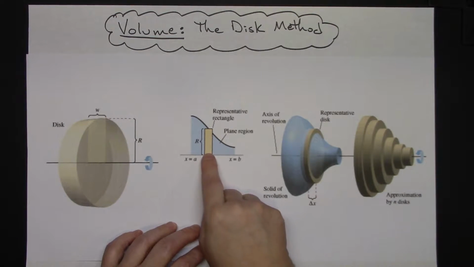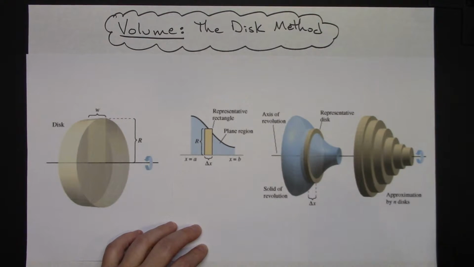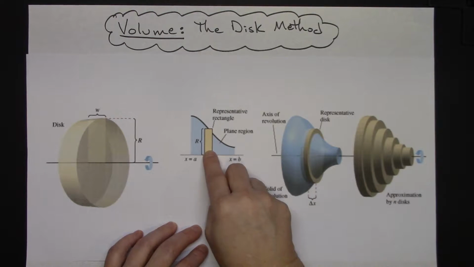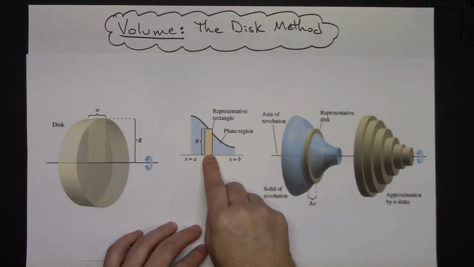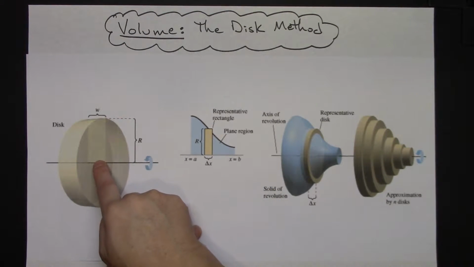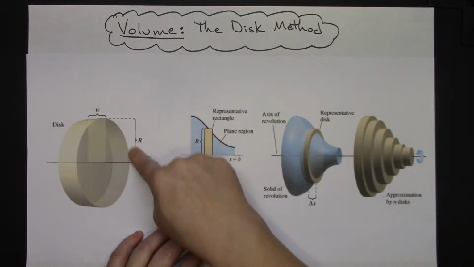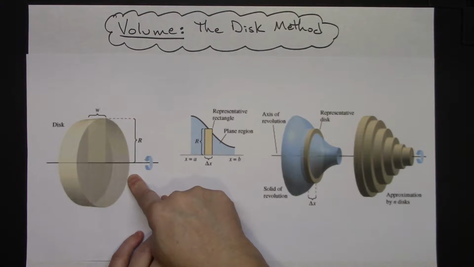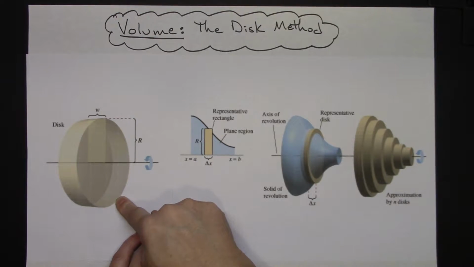I'm going to focus on a representative rectangle. That's going to be what we focus on in the formula in a little bit. Now if you take the representative rectangle and it touches the axis of revolution and it goes up to the curve, when that representative rectangle is revolved around the x-axis, you get a disk. It forms a representative disk.